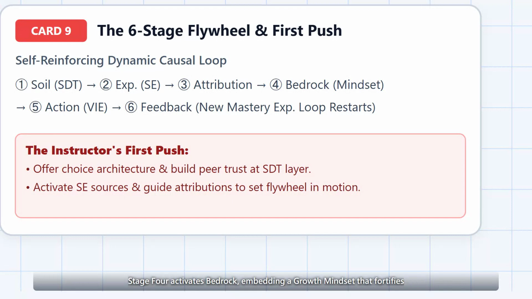Stage 4 activates bedrock, embedding a growth mindset that fortifies expectancy beliefs. Stage 5 triggers action, as the VIE multiplicative equation transforms psychological readiness into active learning. Finally, Stage 6 delivers outcome feedback, where performance results feed directly back into Stage 2 as new mastery experiences.